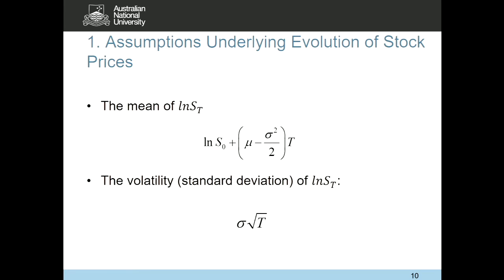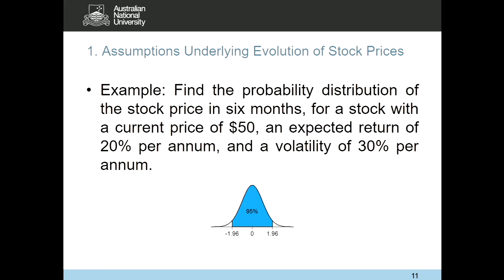And then, having this is very handy because later on we're going to make probability inference from the normal distribution. So what do I mean by that? Let's have a look at this question here. So this question says, find the probability distribution of the stock price in 6 months, for a stock with the current share price of $50 and expected return of 20% per annum, a volatility of 30% per annum. Right?